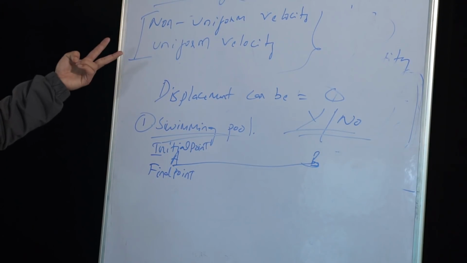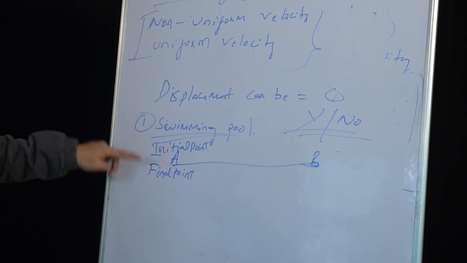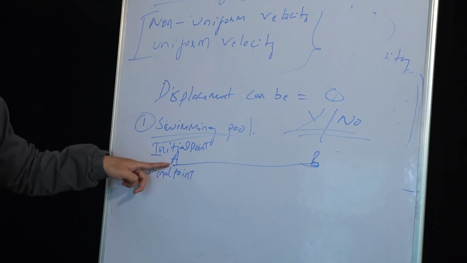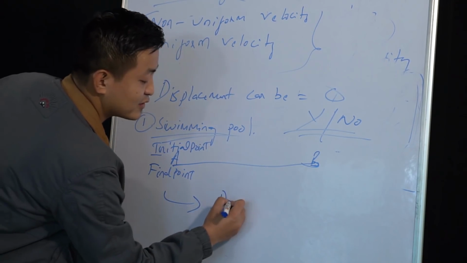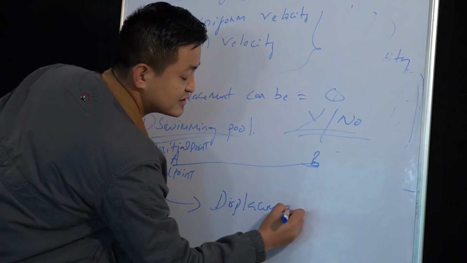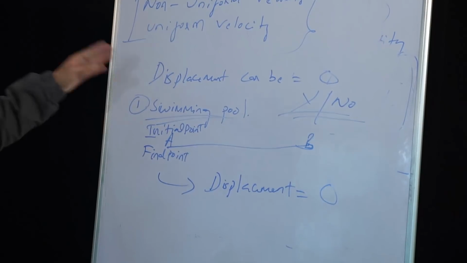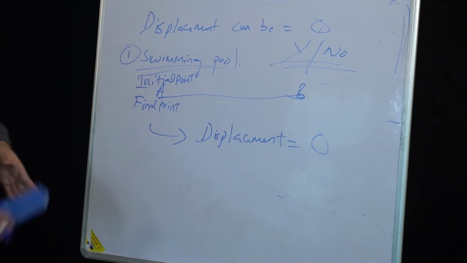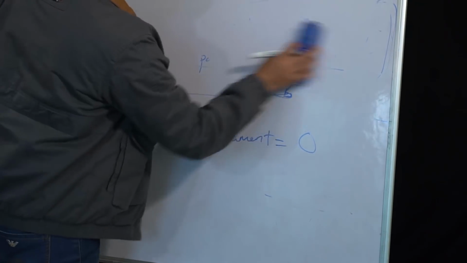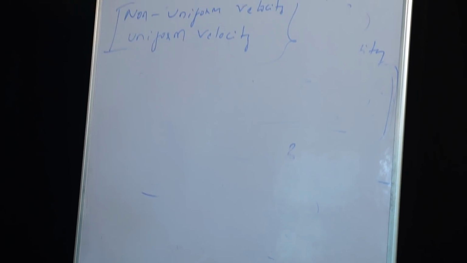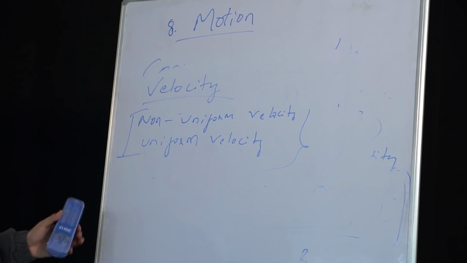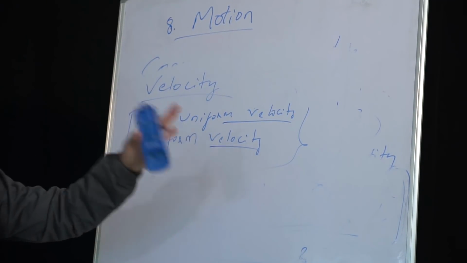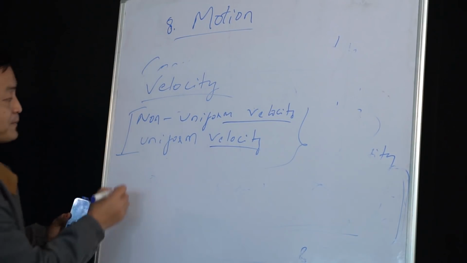So displacement means the shortest distance between initial and final point. Since the initial point is A and the final point is also A, in this case displacement would be 0. Displacement will be 0, since both the initial and the final point are at the same point. Clear? Okay, students, now let's start non-uniform velocity and uniform velocity. It is the same like uniform motion or non-uniform motion, uniform speed, non-uniform speed. Everything is same, but here for velocity we will deal with displacement. Clear?